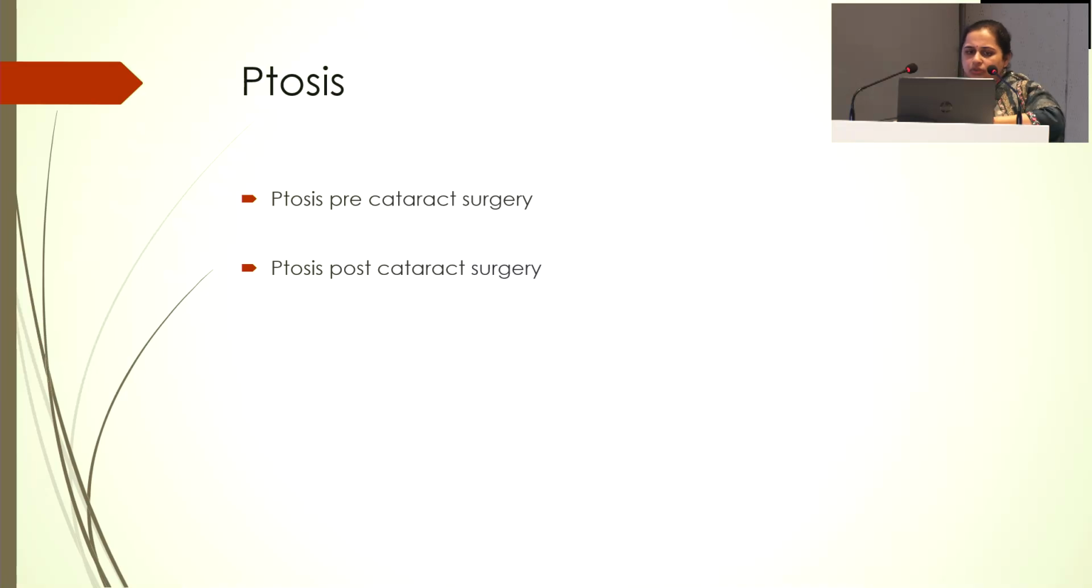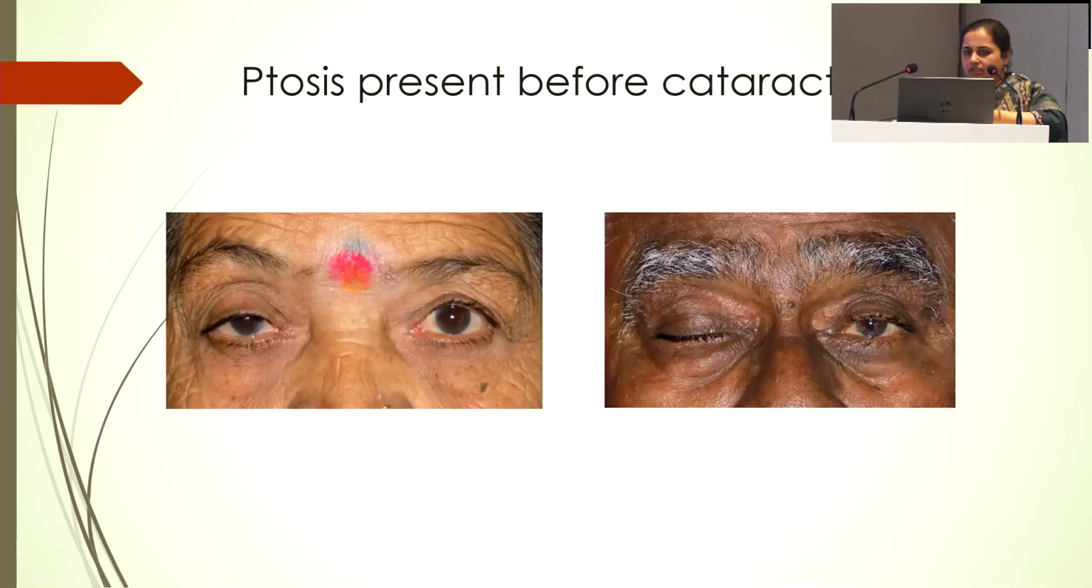Then concerns about ptosis. It can be pre-cataract surgery or it can also develop post-cataract. If it is pre-cataract, and moderate or severe, it is always good to go ahead with ptosis surgery, followed by cataract surgery, for two reasons.